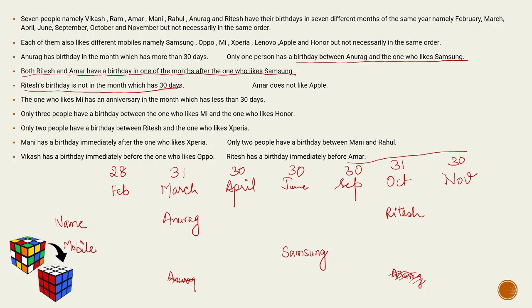The one who likes MI has an anniversary in the month which has less than 30 days. There's only 1 month which has less than 30 days, and that is February. So the MI brand goes with February.